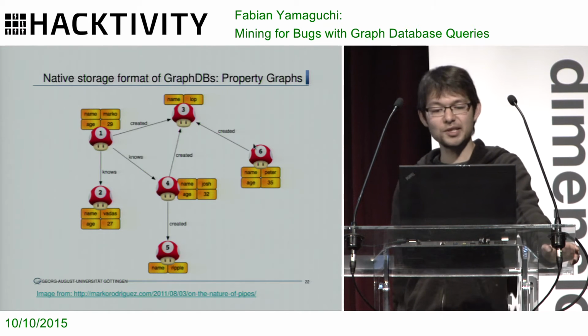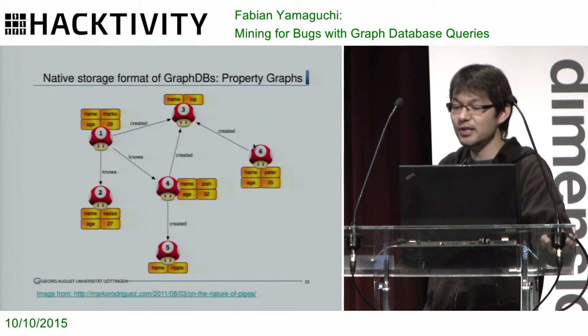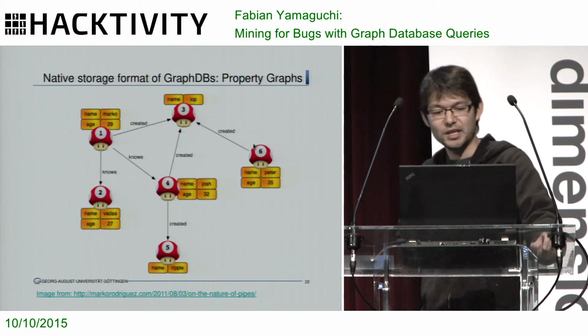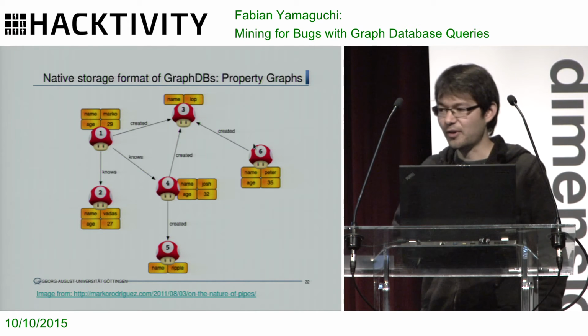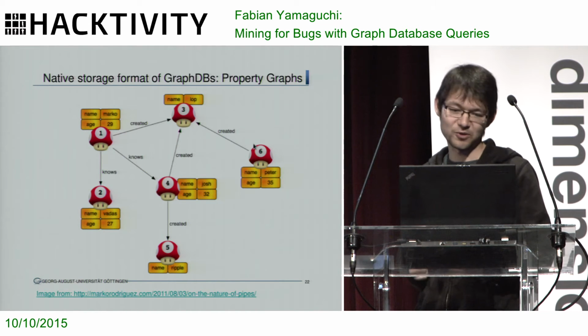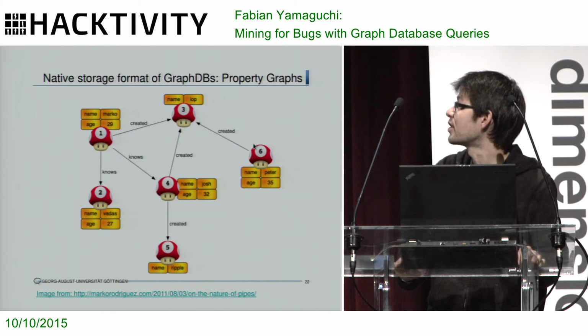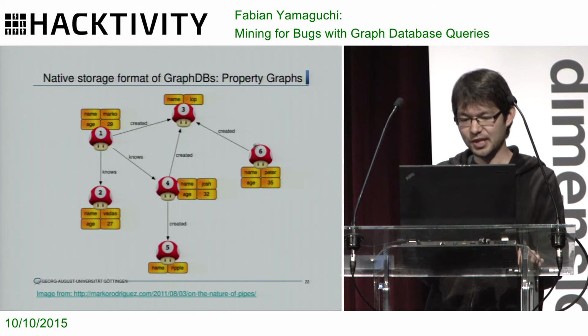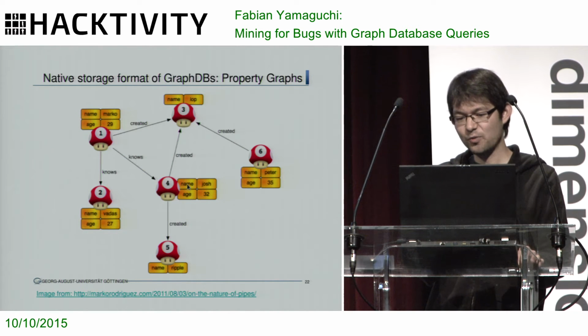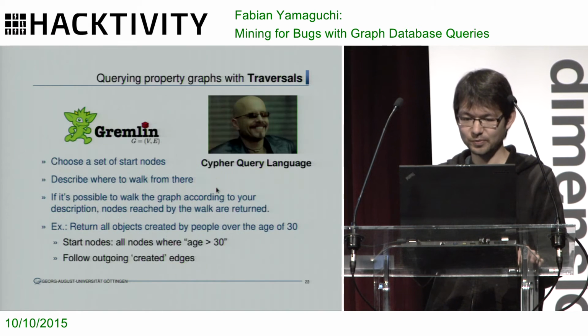Okay, so graph databases don't use tables as their native storage format, but instead they use what is called a property graph. And a property graph is really just a graph where you can attach dictionaries to the nodes, like Python dictionaries or hashes if you like, and you can put labels on the edges. That's it. Right? So here's an example. Here you have a name and an age attached to each of the nodes, and you have different kinds of edges, so created and knows.